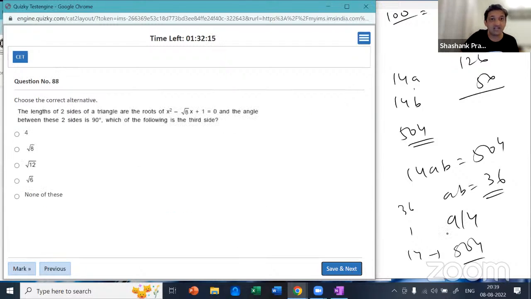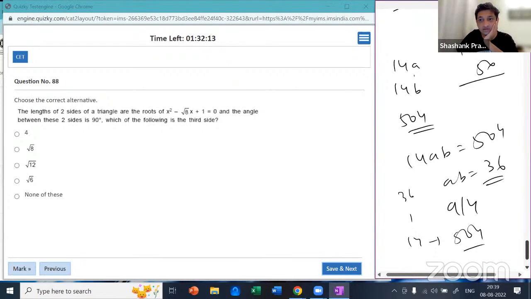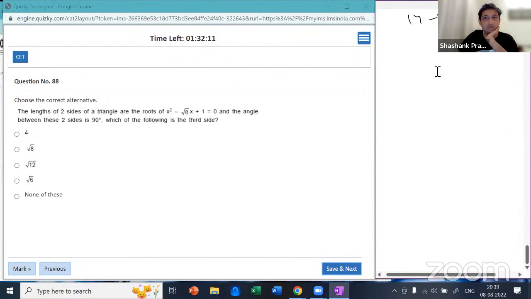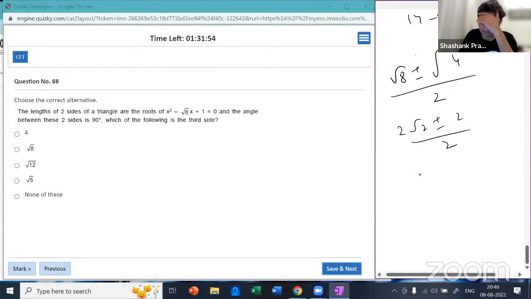Okay, two sides of the triangle are the roots of something. Angle is 90. Which of the following is the third side? Let's look at the two sides. Minus b, so root 8 plus or minus root of b square minus 4ac. So 8 minus 4, so 4 divided by 2. So basically 2 root 2 plus or minus 2 divided by 2. So root 2 plus or minus 1. So the two sides are root 2 plus 1 and root 2 minus 1.